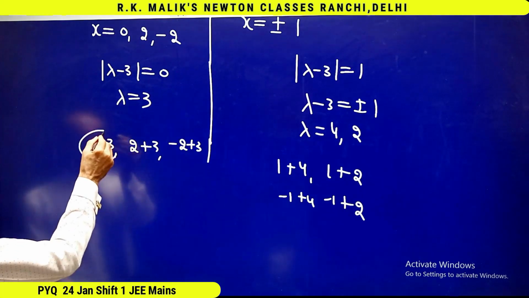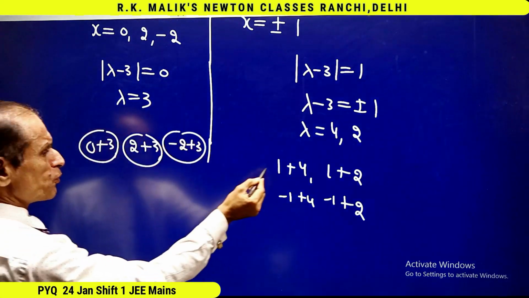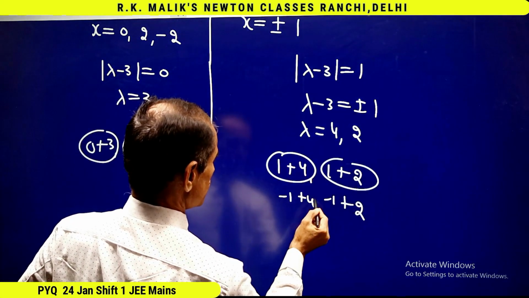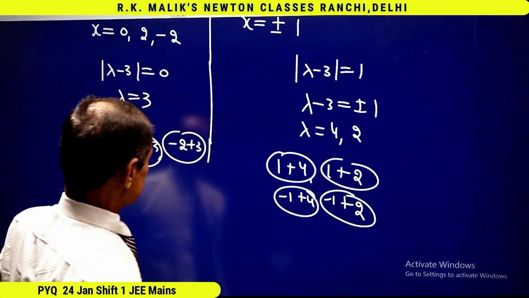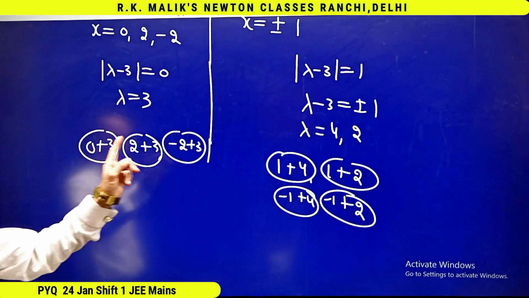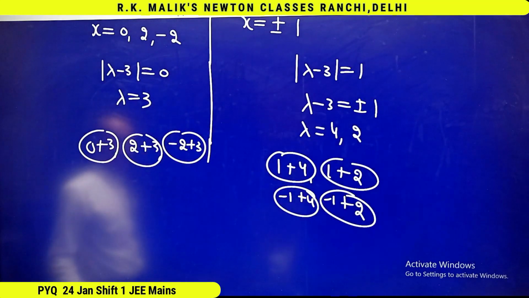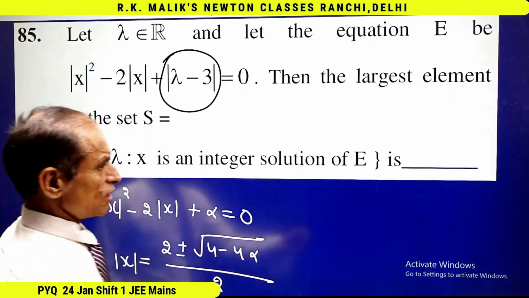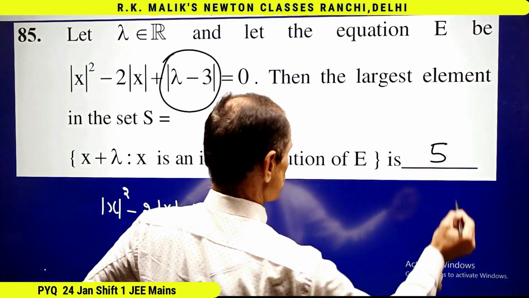Hence clearly these are the possible values of x plus lambda. Out of all these values, the maximum number is 5. Hence the answer to this question is 5.